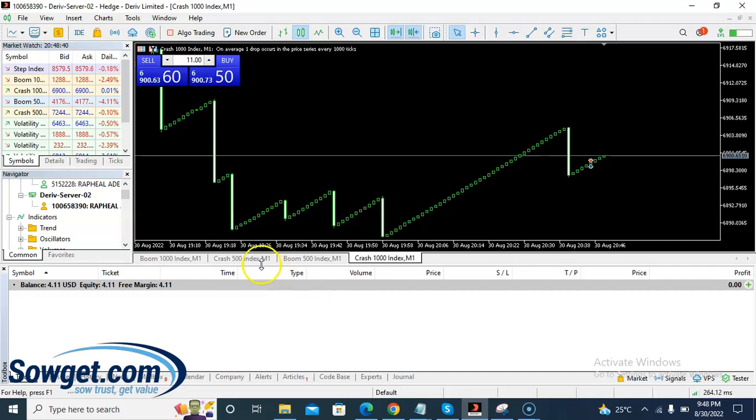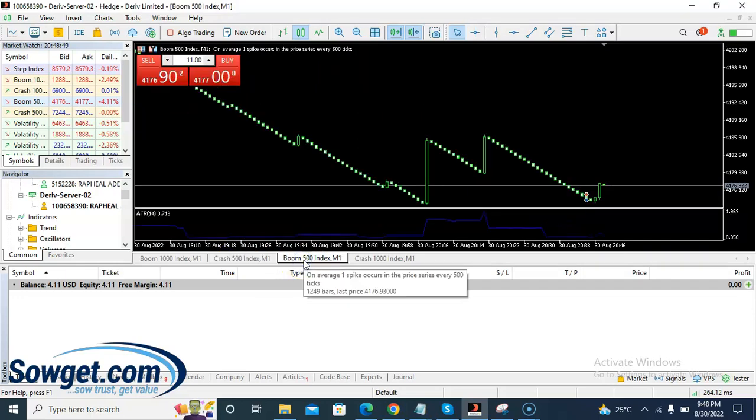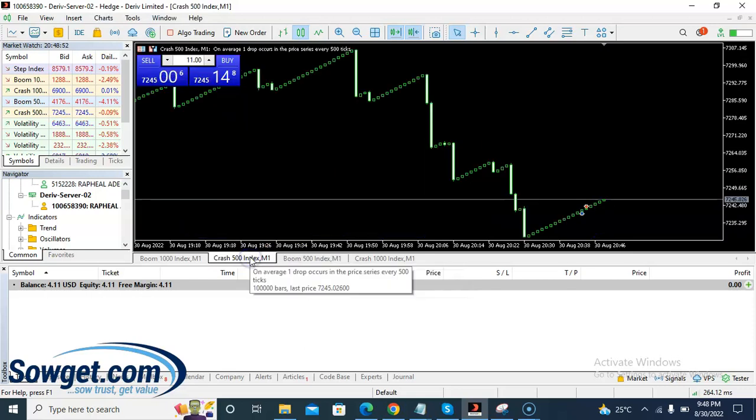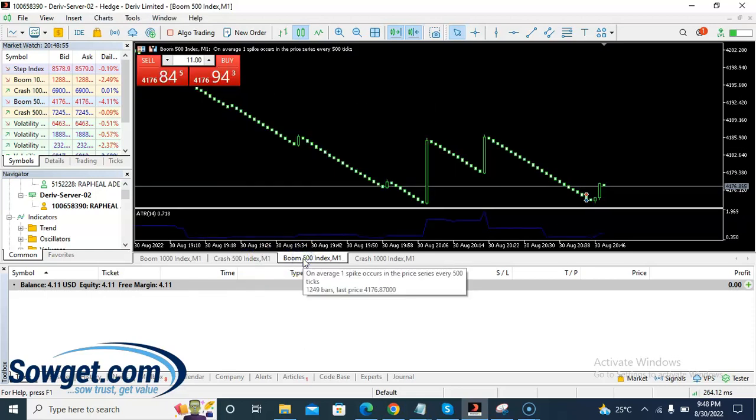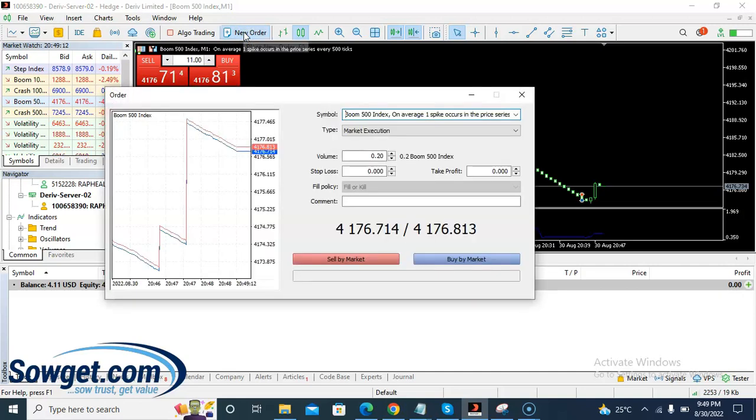So let's just take a trade for you to get the picture clearly. I'll just take a trade now, and we'll wait for a spike to occur so you can get the true picture that stop loss is not being honored. So let's take a trade on this Boom 500 index. Of course, we'll take a sell trade because the Boom 500 is always in a downward trend, to wait for a spike above. Let's just take a trade on this, and then we'll see how it goes. Okay, so we'll take a sell trade.